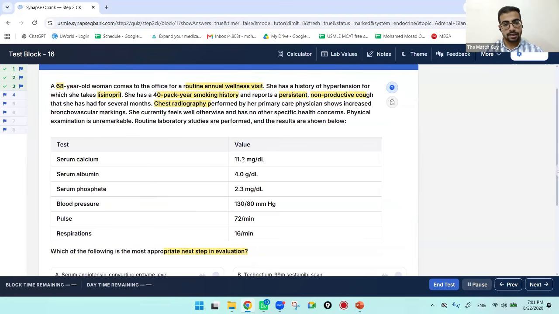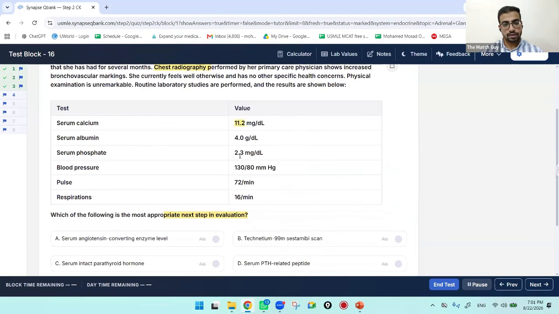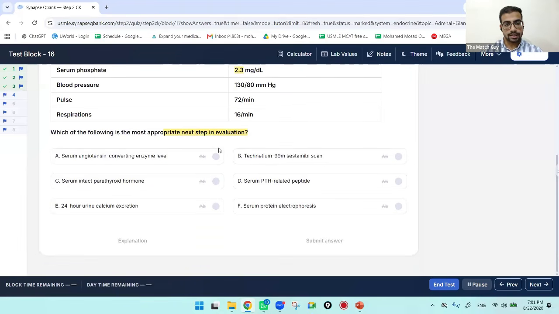Okay, serum calcium is elevated, and then phosphate is decreased. So yeah, maybe there is increased PTH. I don't know. Okay, let's move on. Next step in evaluation. ACE level, I said this is always the wrong answer. Intact PTH. What do you guys think?